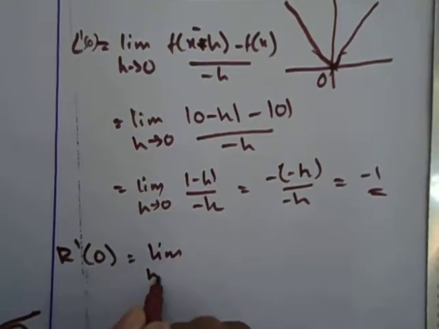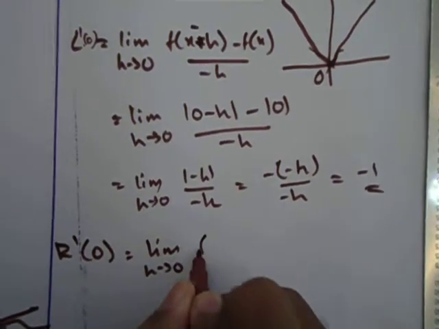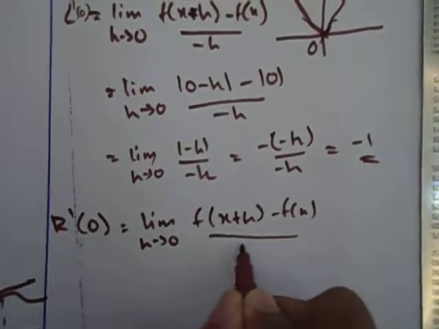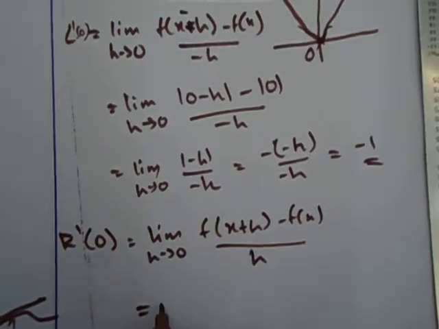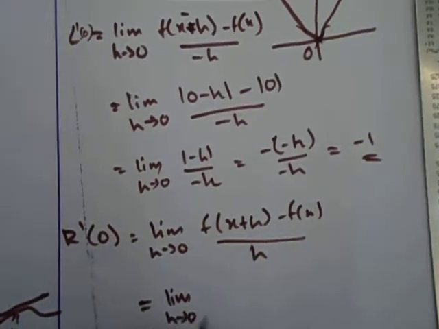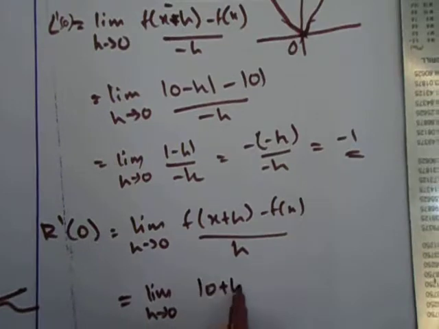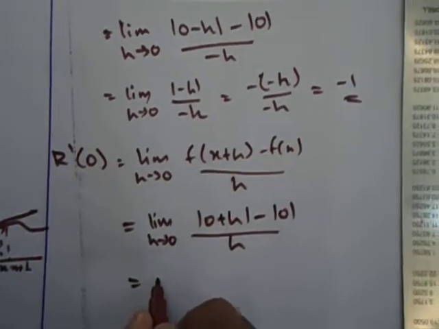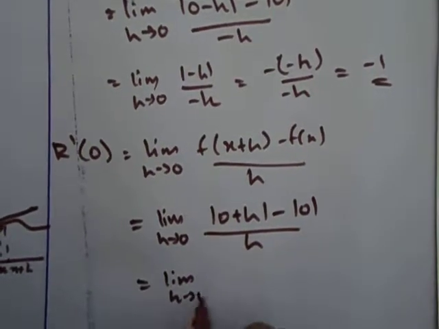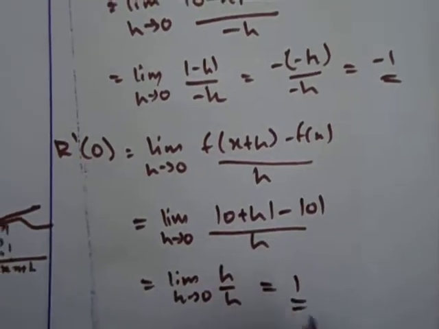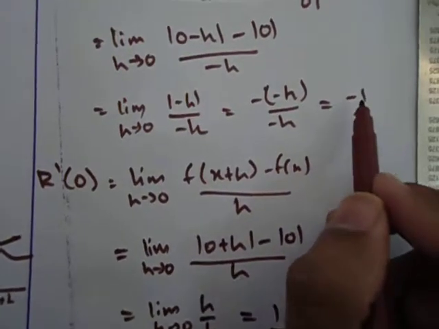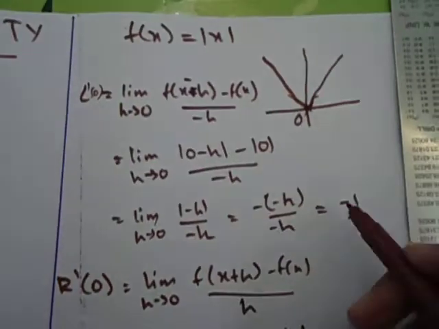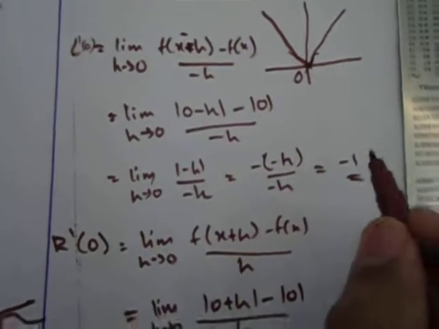And the right derivative at 0 will be the limit as h tends to 0 of (f of x plus h minus f of x) by h. So let's replace x with 0. We get the limit as h tends to 0 of (mod of 0 plus h minus mod 0) by h. Mod h is h, so we get the limit as h tends to 0 of h by h, that is 1. So we see that the left derivative is minus 1 and the right derivative is 1. At this point we see these two are not equal, and so it's not differentiable at 0.